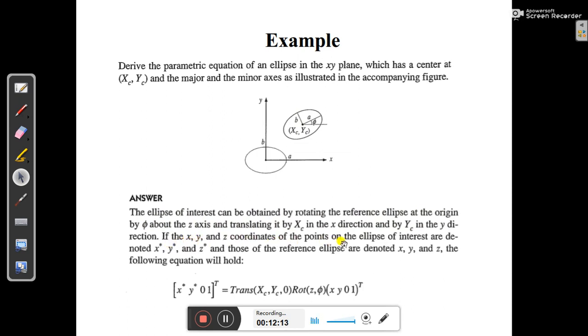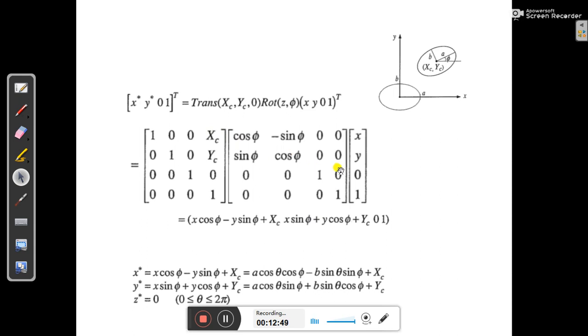If the xyz coordinates of the points on the ellipse of interest are denoted x star, y star, and z star, and those of the reference ellipse are denoted x, y, z, the following equation will hold like this, where this is the transformation first, xc, yc, 0, from this point to this point. Then we need to rotate the ellipse. That is another way to use the parametric equation to represent the ellipse. So we can follow this as per the rotation equation or rotation transformations.